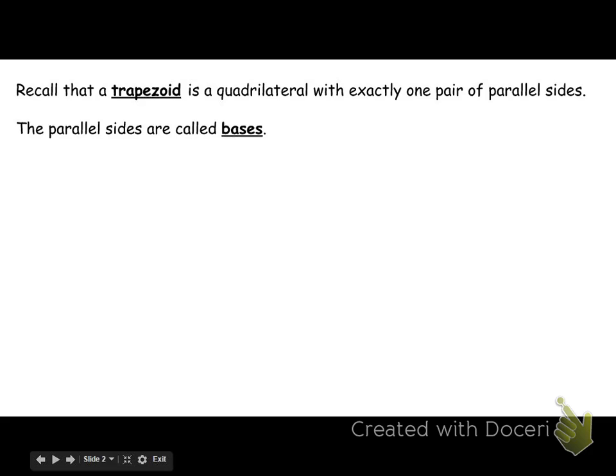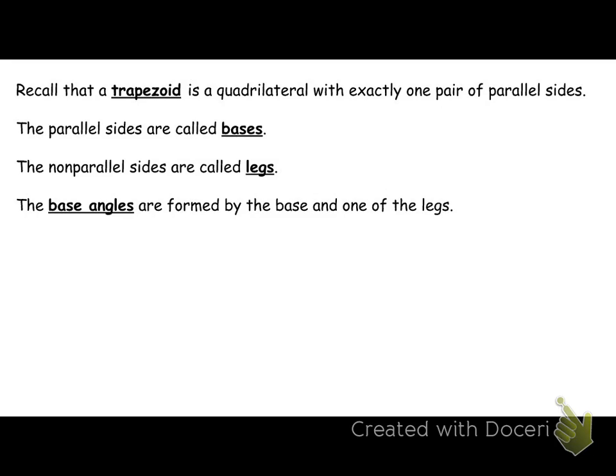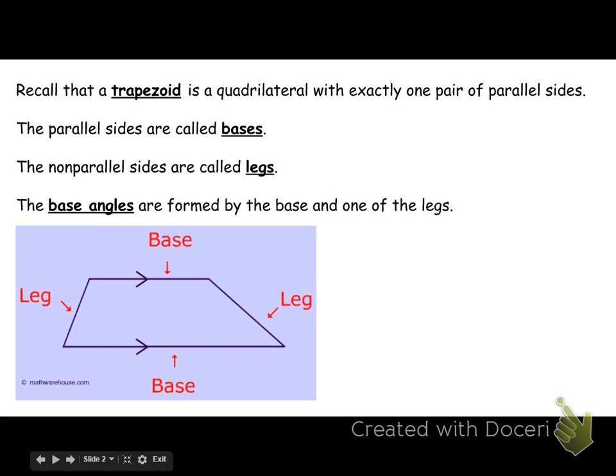The parallel sides are known as the bases, and the non-parallel sides are the legs. The base angles are formed by the base and one of the legs, so they're the angles that are on either end of the base. And here's the diagram of a trapezoid. Exactly, and only one pair of parallel sides. So the parallel sides are the bases, the non-parallel sides are the legs.